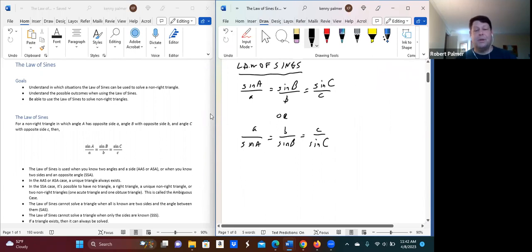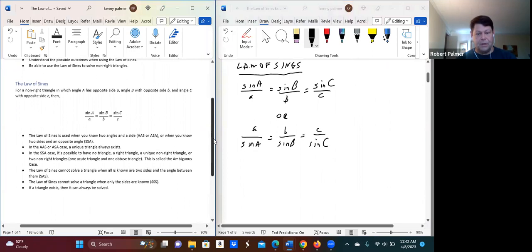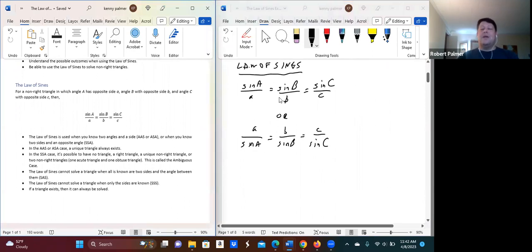Okay, so let's talk about when we can use the law of sines. So basically, for example, if we try to use this part to solve, then obviously we have four different things here: angle A, angle B, side A, and side B. So we have to know at least three of those to find the fourth. So that kind of guides us in determining what types of situations we can use.